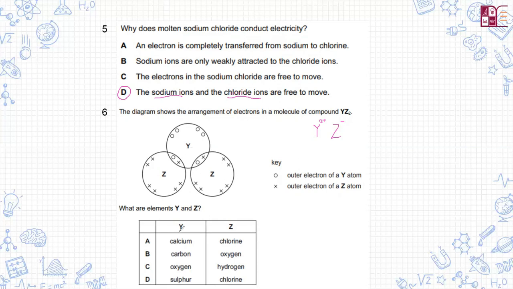Carbon is in group 4. Oxygen is not a metal, sulfur is also not a metal, only calcium is a metal. And calcium is in group 2. So Y is going to be calcium and Z is going to be chlorine. It's going to be minus. Chlorine is in group 7, so it is going to carry a -1 charge. So this is how you solve these questions.